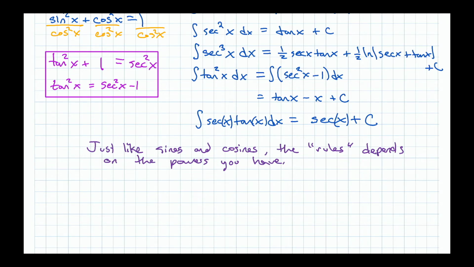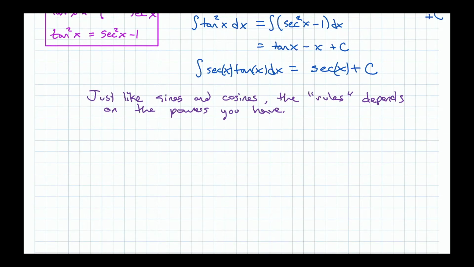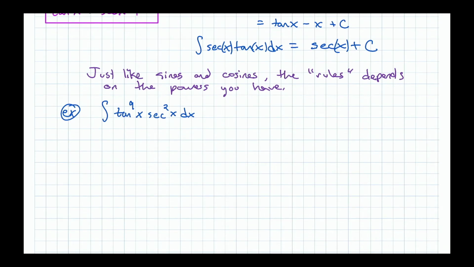So back to what we were doing. So just like sines and cosines, the rules depend on the powers of secant and tangent that you have. And so here's an example. So suppose I had this. So here's an easy example. If I had tangent to the 9th, I'm doing that to illustrate that the power on the tangent doesn't really matter here at all. This would be an easy integral, okay?